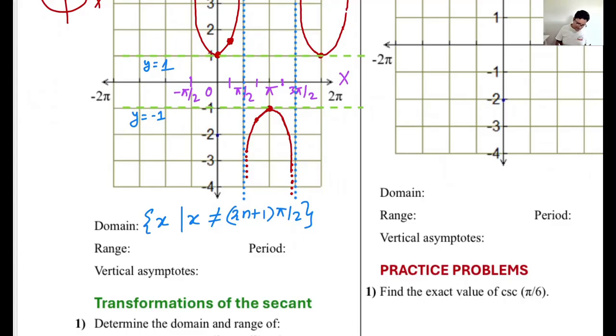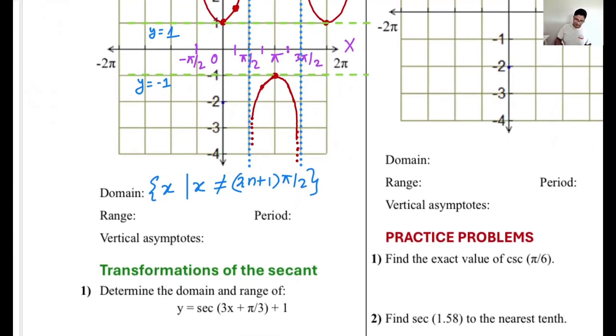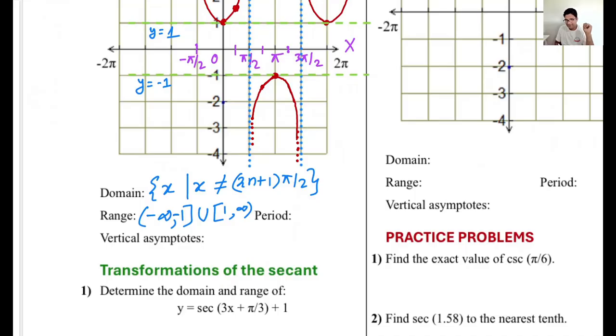And for the range, I discussed that you get everything except the values between those two horizontal lines. So when you express that in interval notation, you say it takes all values from negative infinity up to negative 1, including negative 1, and then it takes all values starting at 1, including 1, and up to infinity. Negative infinity to negative 1, union with 1 to infinity.